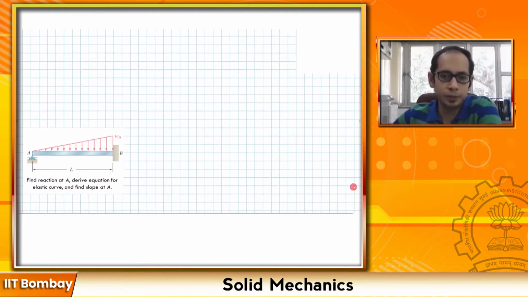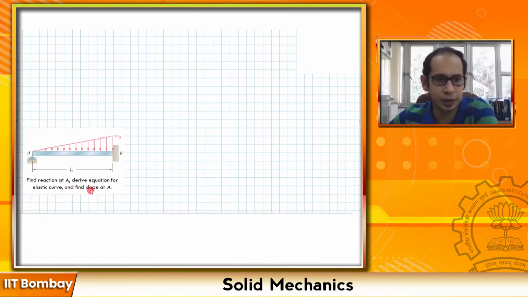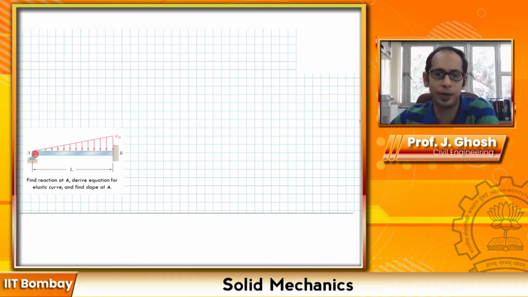The example problem that you see, you have a propped cantilever beam with a triangular loading over here. What it asks you is to find the reaction at A, derive the equation of the elastic curve and find the slopes.